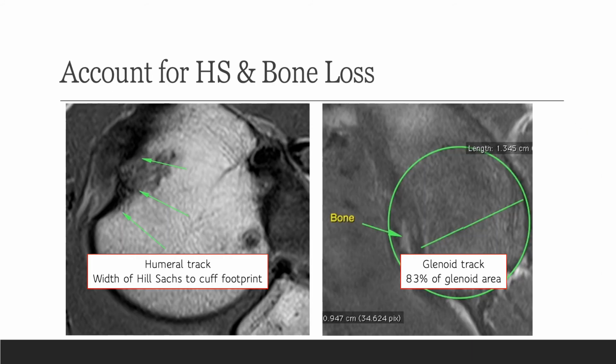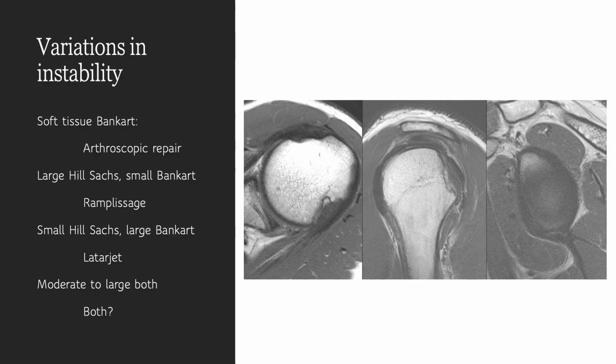Now, here is how you can measure the glenoid bone loss. Here you can see the Hill-Sachs lesion. This you can see is where the footprint of the infraspinatus attaches, and therefore this distance is what gives you the width of your Hill-Sachs lesion, or the humeral track, right? And then on this side, you can see the amount of bone loss here, and that gives you the residual diameter, and 83% of that residual diameter is what gives you your glenoid track. So what can happen in patients with instability?